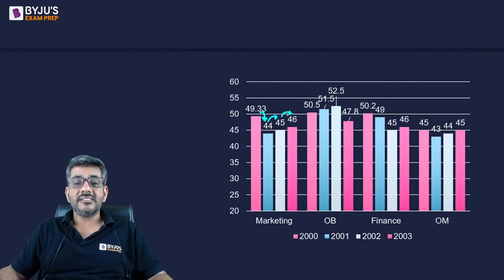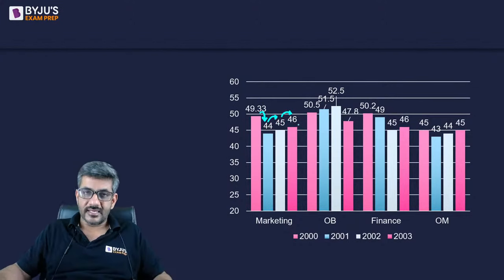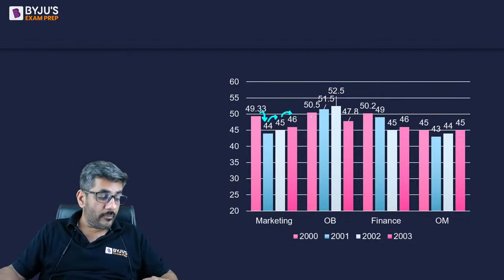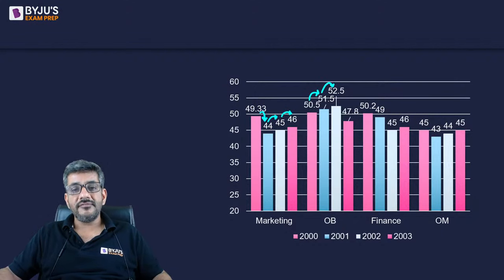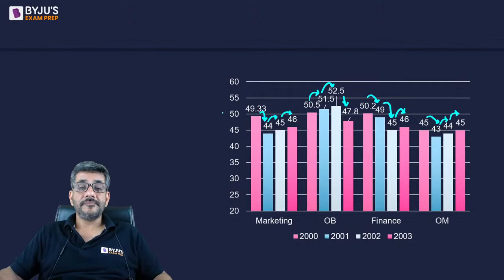तो इसका सीधा सीधा मतलब ये है, यहाँ ये 1 से increase है. Similarly, in OB you will see it increases by 1, 50.5 to 51.5. It again increases by 1, 51.5 to 52.5. Then there is a decrease. In case of finance, there is a decrease. There is again a decrease. And then there is an increase. Whereas in case of OM, there is a decrease and then an increase of 1 each.